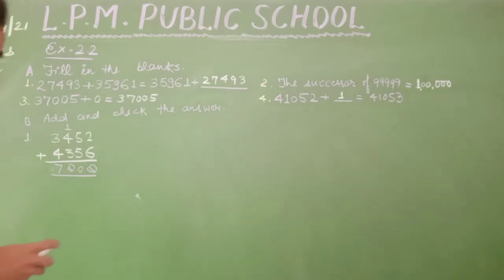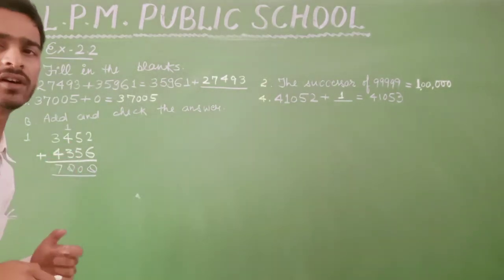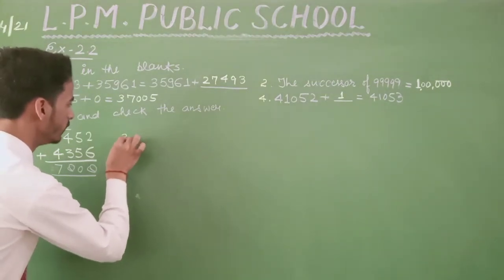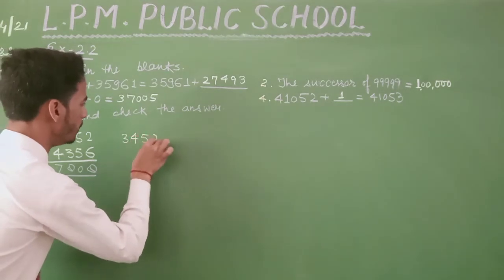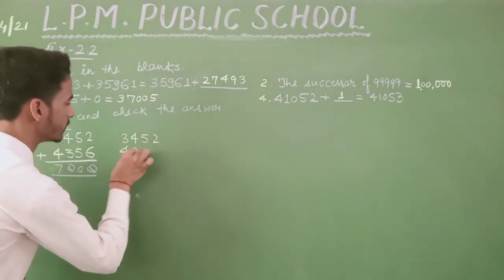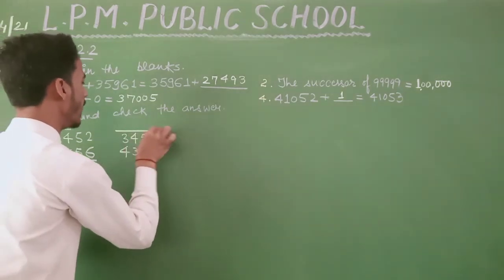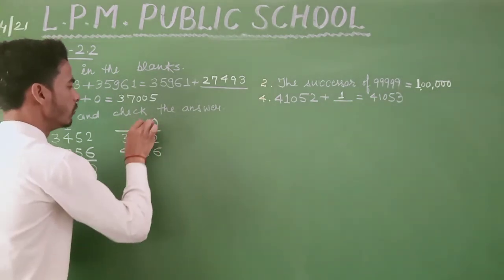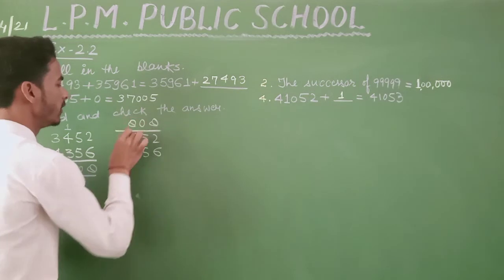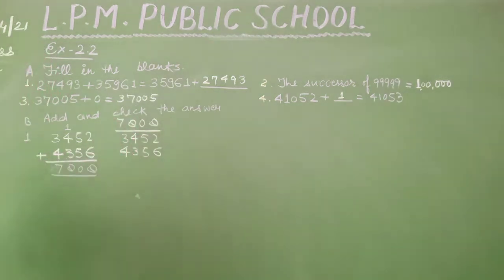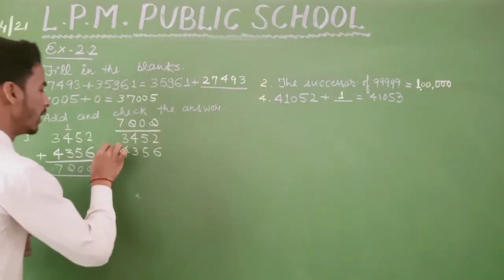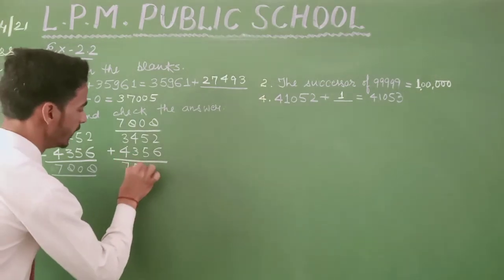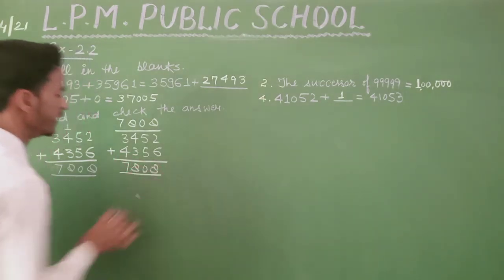How can we check it? Listen carefully. We have to check it by reverse addition. So listen here: 3,452 and plus 4,356. Now we have to add it in reverse: 2 plus 6 is 8, 5 plus 5 is 10, write 0 and carry 1, 4 plus 3 plus 1 is 8, and 4 plus 3 is 7. That is called reverse addition. We can see here that both answers are the same, so we can say that the addition is correct.